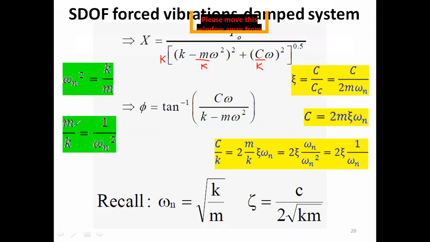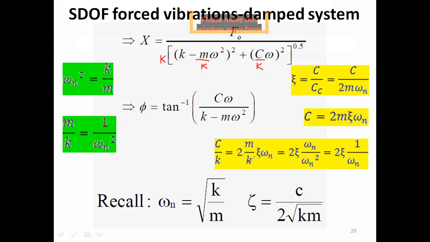So m by k is actually 1 over omega n square. Meaning that this m by k is 1 over omega n square. And here we have c by k. We have already discussed that c is equal to 2m zeta omega n. So dividing this equation on both sides, c by k is equal to 2m by k zeta omega n, and m by k is actually equal to 1 over omega n square.